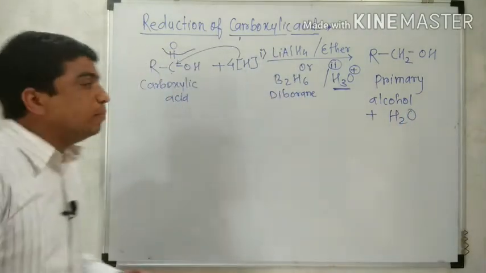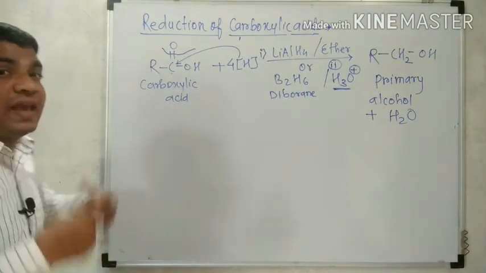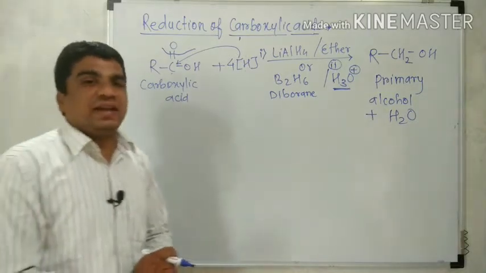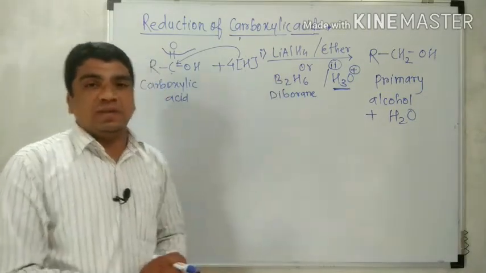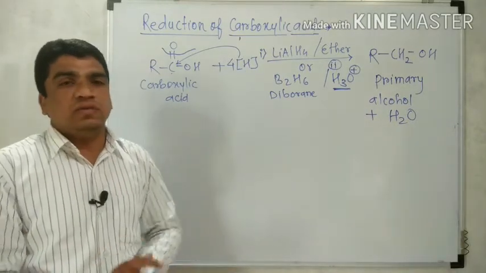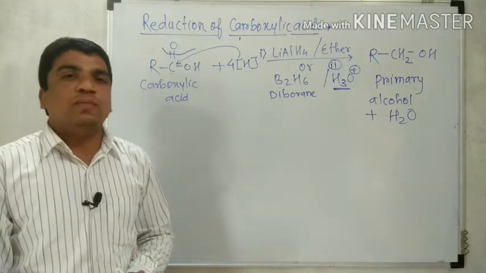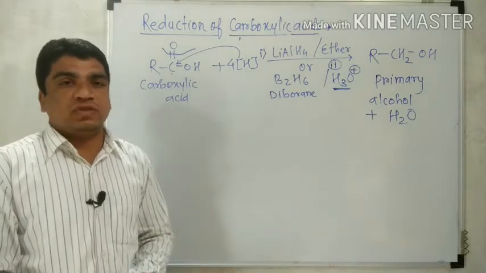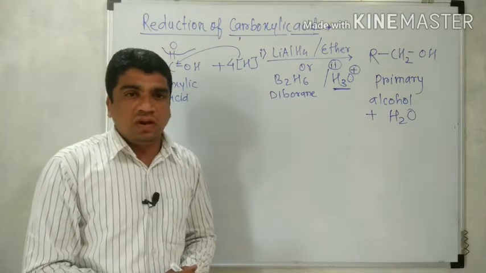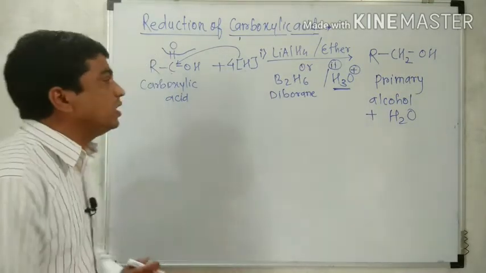That is the complete general reaction. We can explain it as: when carboxylic acid is reacted with lithium aluminum hydride in the solvent ether, or reduced using diborane followed by hydrolysis, we obtain primary alcohol. That is the reduction of carboxylic acid.